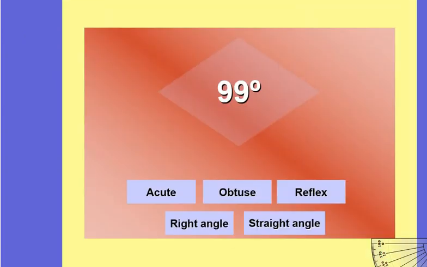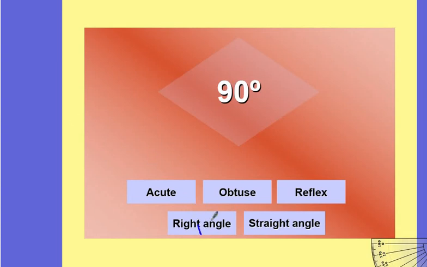Okay, Year 7, mini whiteboards or light blue books. 99 degrees, is it acute, is it obtuse, is it reflex, right angle or a straight angle? Answer now. The answer I was looking for is obtuse. It's between 90 and 180 degrees. How about now?